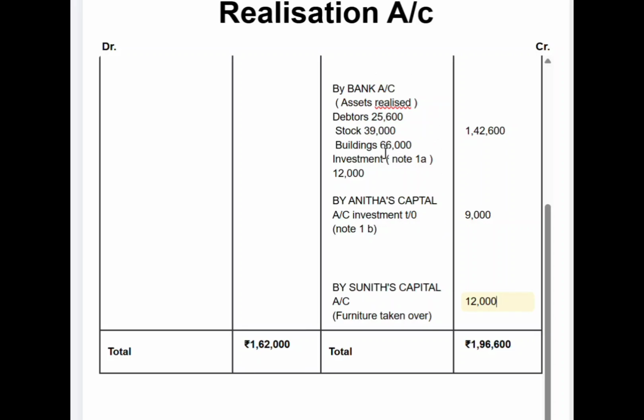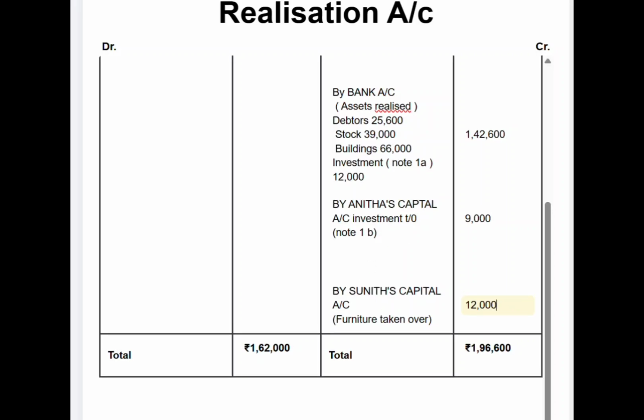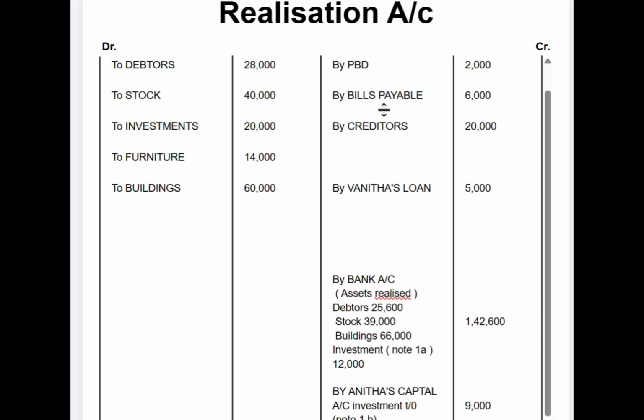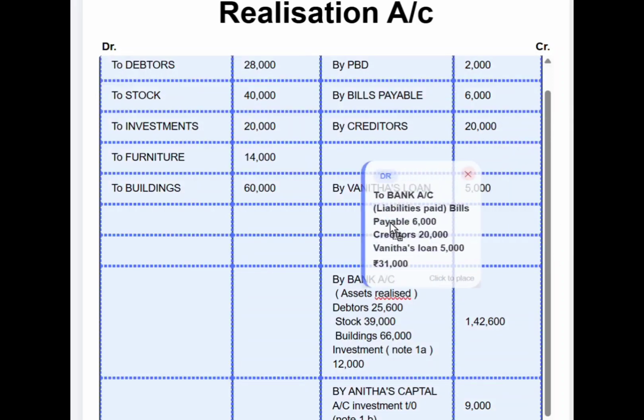Now, with these assets that are realized, we have to pay our liabilities. So, the external liabilities are bills payable, creditors, and Vanita's loan. As nothing is mentioned in the adjustment, we assume that all these liabilities are paid in full. So, we have to pay to the same value which is given in the balance sheet, which will appear on the debit side of the realization account as to bank account. So let's write it on the debit side as to bank account, that is liabilities paid off.